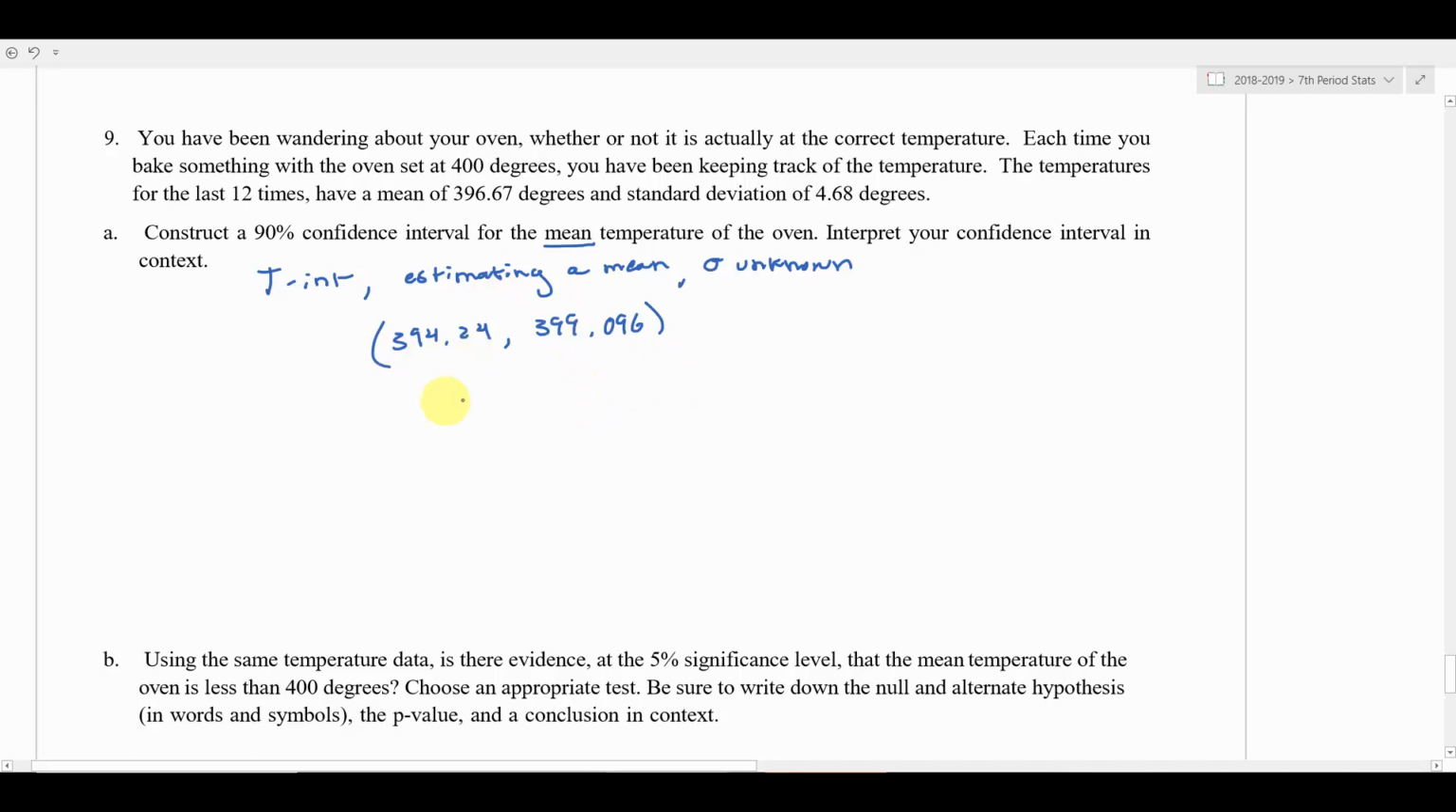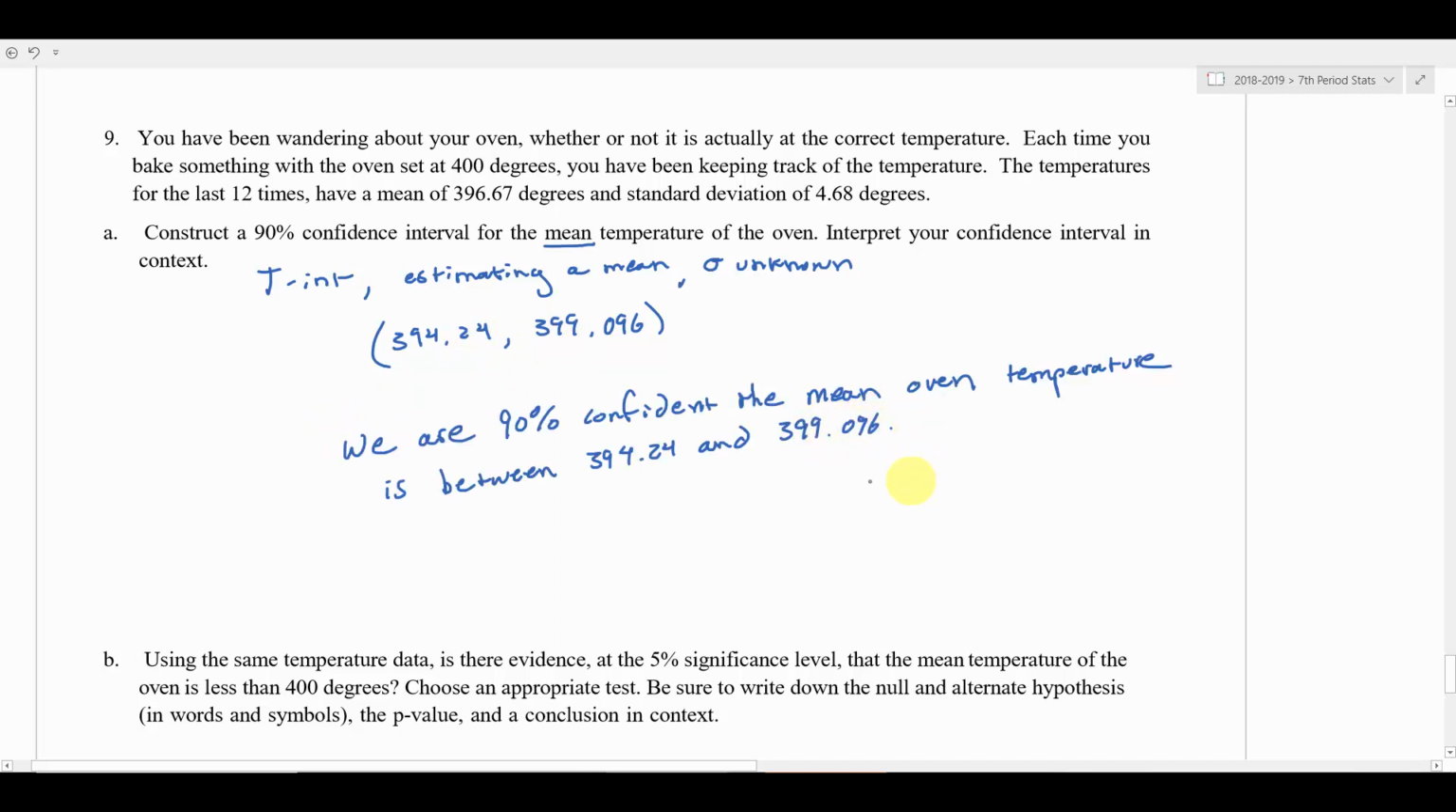And again, I showed you in the last problem how you can take that and break it into the trilinear inequality, or even put it into the plus or minus format. I'm not going to do that again for this problem just to save time on the video. Go back and check out problem number 7 if you want to see how that's done. But this is good. This is our confidence interval, so we can go ahead and write our concluding statement. So we are 90% confident the mean oven temperature is between 394.24 and 399.096 degrees.